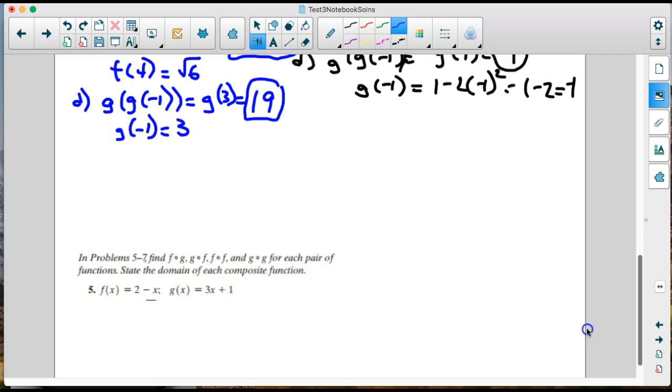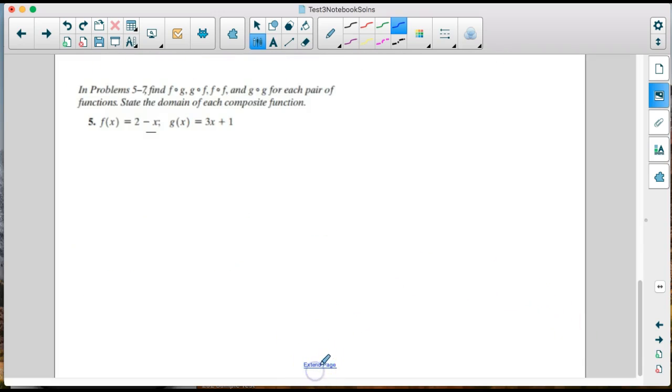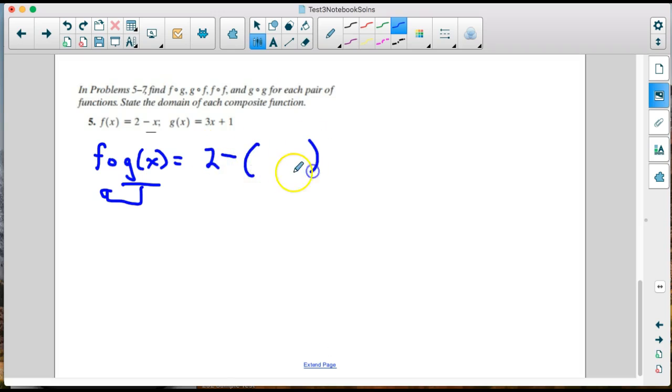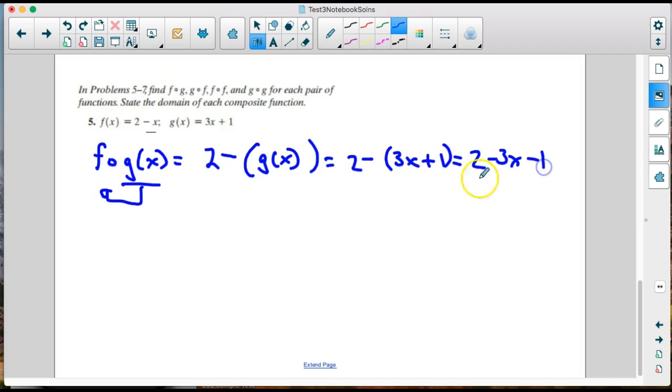Okay, moving on to problem 5. They want you to write the composites using these rules, because they don't have values here. So we're just going to plug in the functions into one another for the x values. So we're going to do f of g of x. We're going to take g of x and plug it into f. So f is 2 minus x. Well, the x now is g of x. So we're going to go 2 minus 3x plus 1. We change the signs. So we're going to get 1, because these two combine into 1, minus 3x. So that's f of g of x.